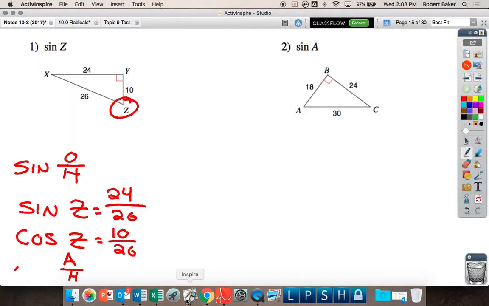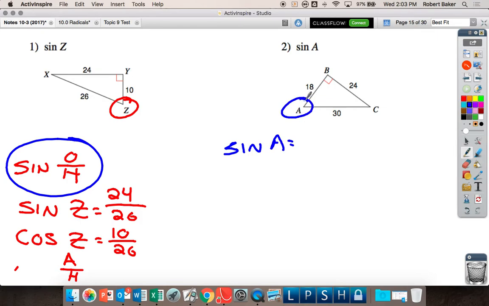Oh. We're looking for the sine of A. And remember, sine is opposite over hypotenuse. So we have A right here. Opposite of A is 24, and the hypotenuse is 30. Okay, so while we're here, Bev, let's do cosine of A.